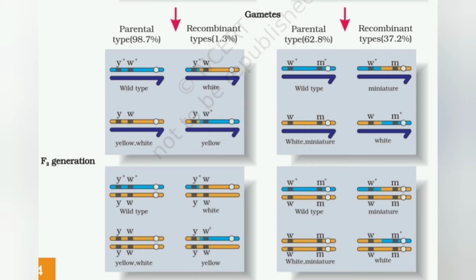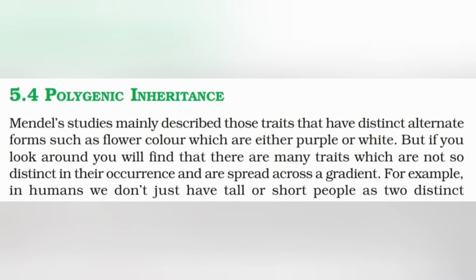Then he selfed the F1 generation and observed the F2 generation and obtained all the four genotypes. And the ratio deviated from Mendel's ratio, 9:3:3:1. From this cross, we can locate the genes very easily. In cross A, they are closely linked, while in cross B, they are loosely linked on the same chromosome, that is the X chromosome.